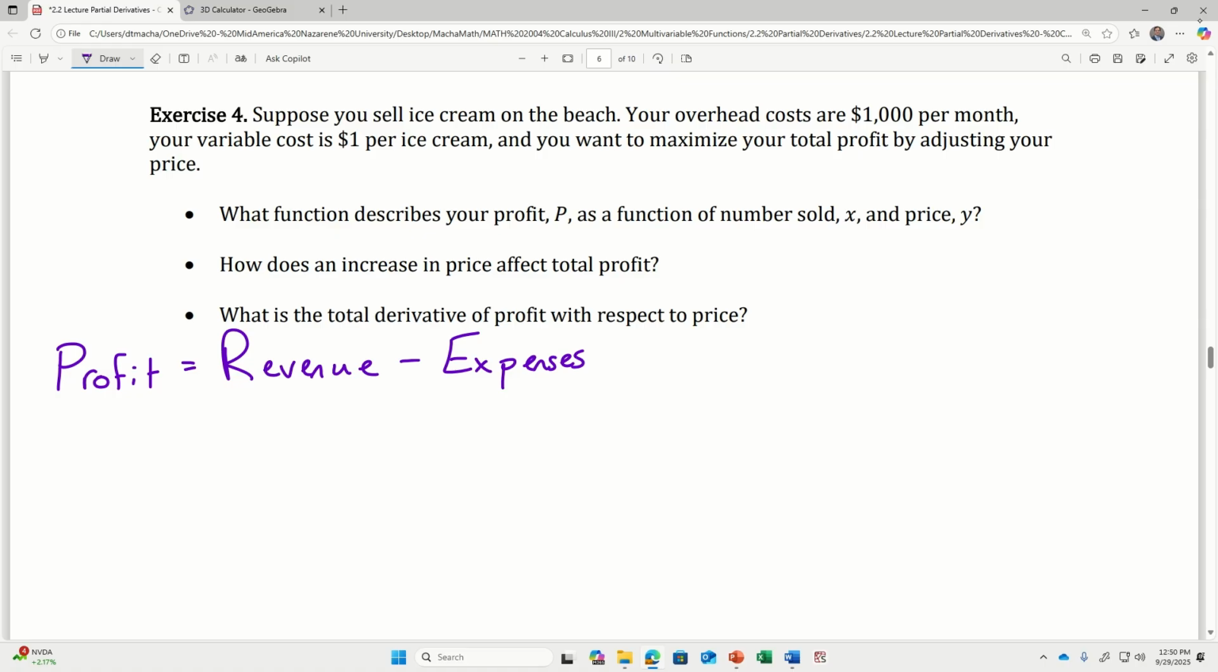So my profit is a function of the number of ice creams I sell and the price of the ice cream. And it's going to be the revenue minus my variable cost minus my overhead cost. In other words, revenue minus expenses. Where the revenue is the number I sell times the price I'm charging. That's the total amount of money that I'm bringing into the business.